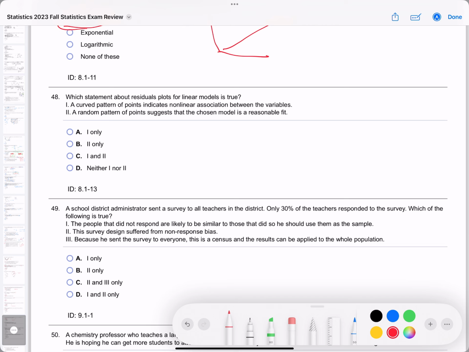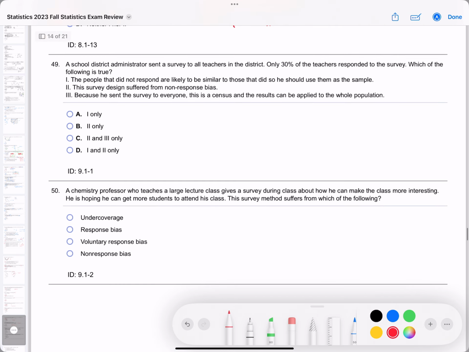For this one, which statement about residual plots of linear models is true? For residual plots, a curved pattern of the points is nonlinear. So if it's something like that, yes, that's nonlinear. A random pattern suggests yes, and you want a random pattern because it's the leftover, and you can't put another model in there. And so those are both true.